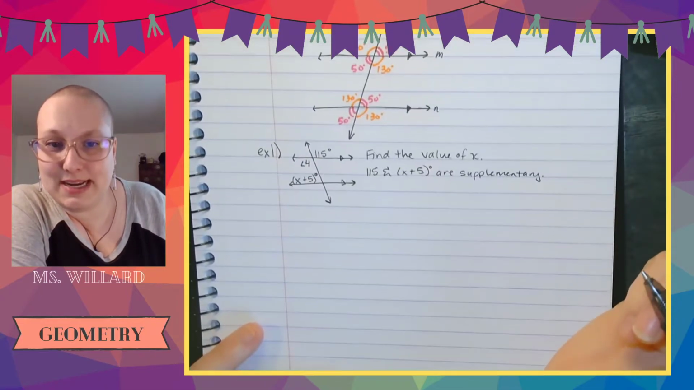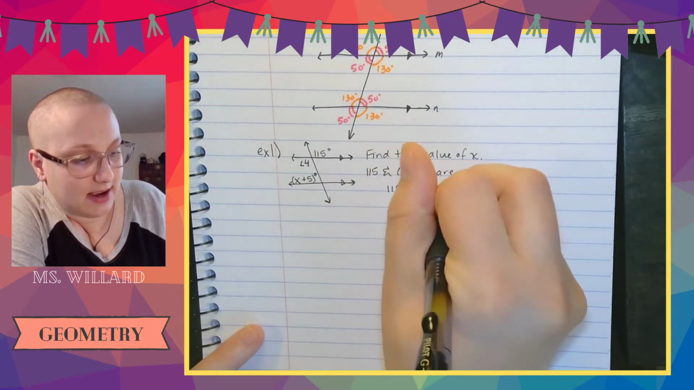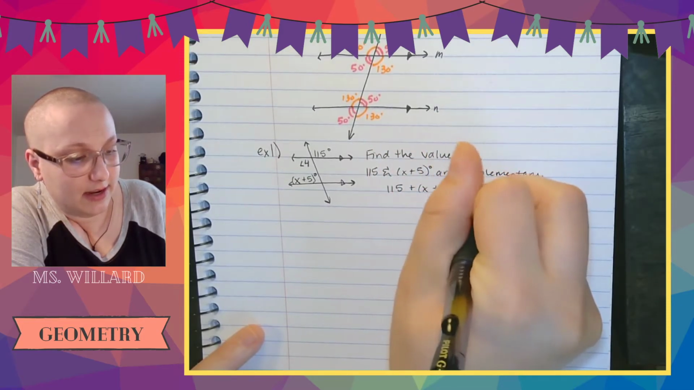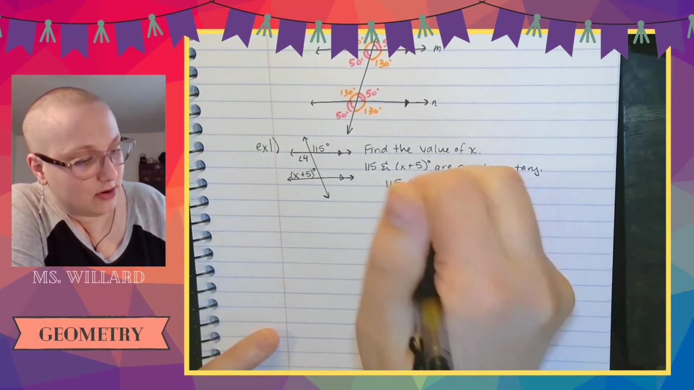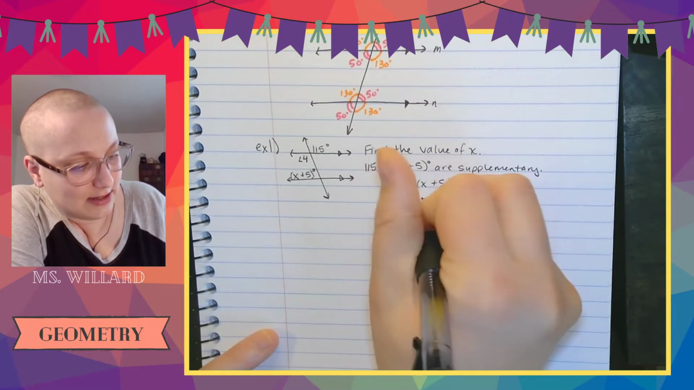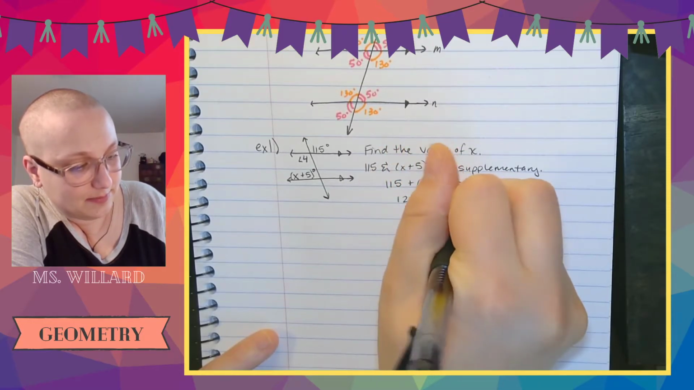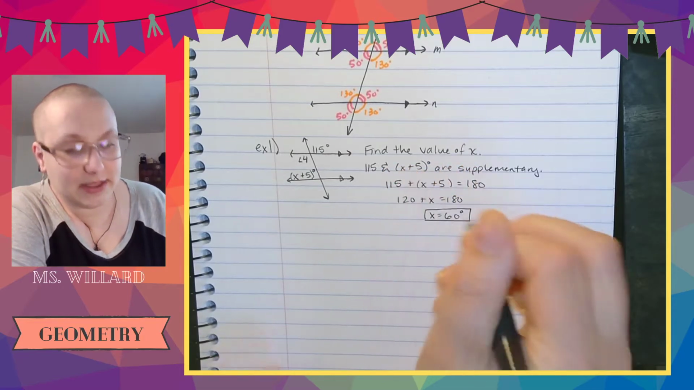So what that tells me in terms of math is that 115 plus x plus 5 equals 180. Again, I don't need the x plus 5 in parentheses, but I kind of don't mind it. So I really get that 120 plus x equals 180. So that tells me that x equals 60 degrees.